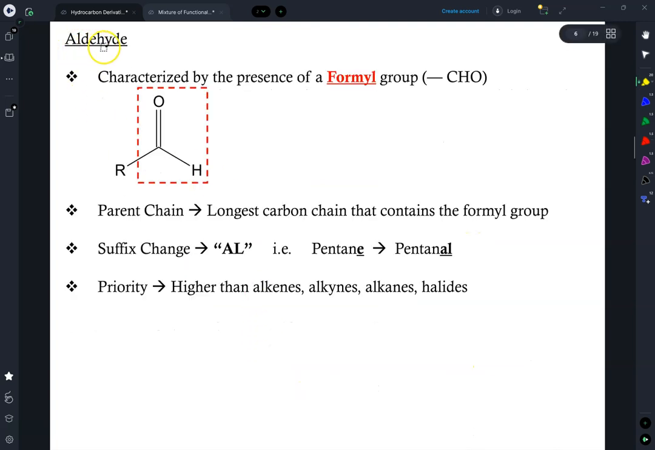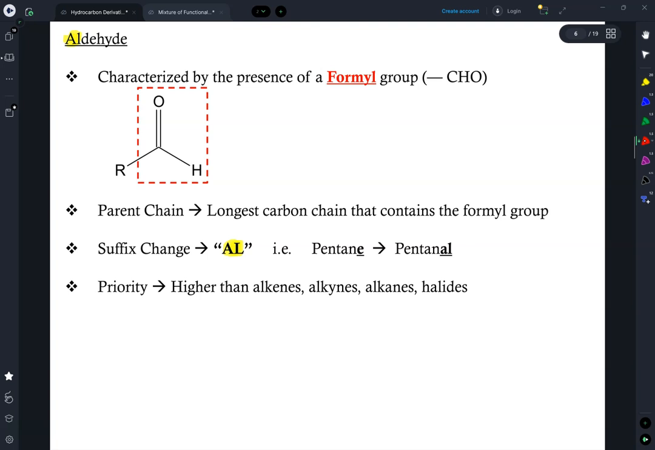The suffix change for aldehydes is also pretty easy to remember. Just change the suffix to -al for aldehydes. So instead of pentane, you would call it pentanal, butanal, propanal, methanal. With regards to priority, they are higher than alkenes, alkynes, alkanes, halides, and also benzene.